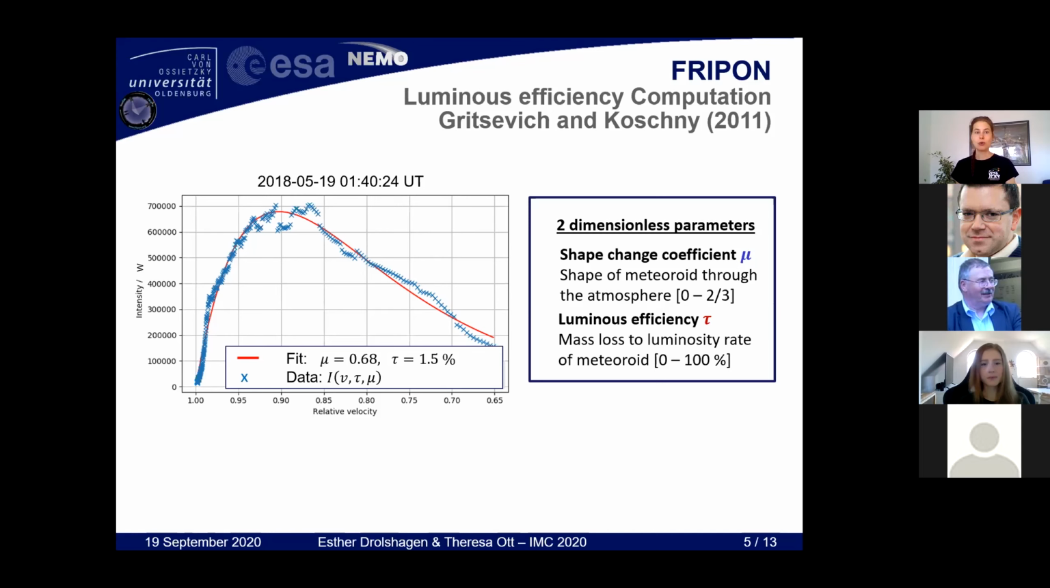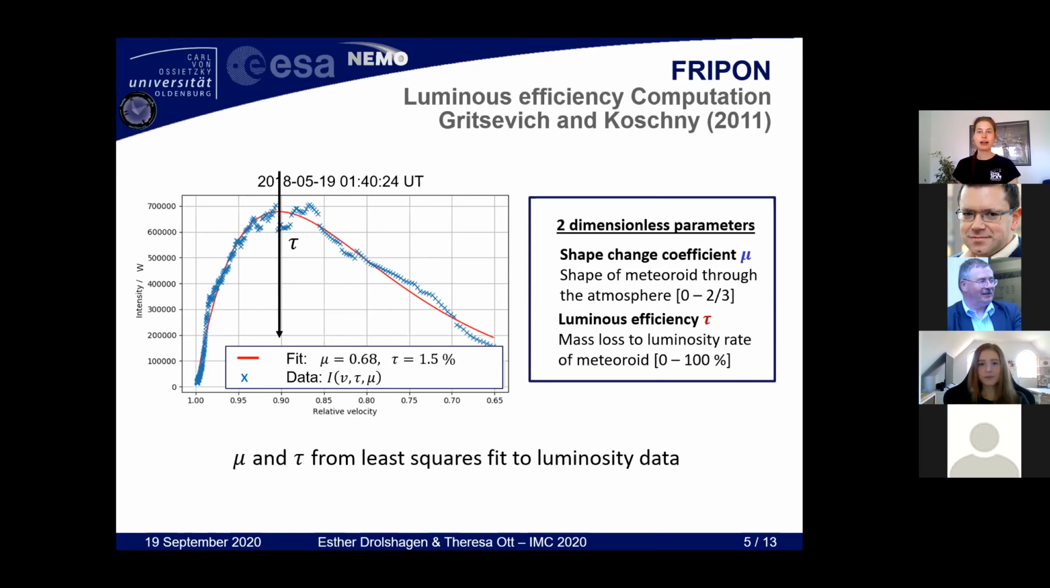Here you can see one nice fireball that we had a look at. This is intensity over the relative velocity. At the very left, it's the highest velocity, where it starts entering the atmosphere. We found a mu of 0.68, which is higher than the threshold but still within the error margin, and a tau of 1.5% for this one. We find this mu and tau when we fit a least squares method to this intensity data, to this light curve, and then take the optimal parameters mu and tau.